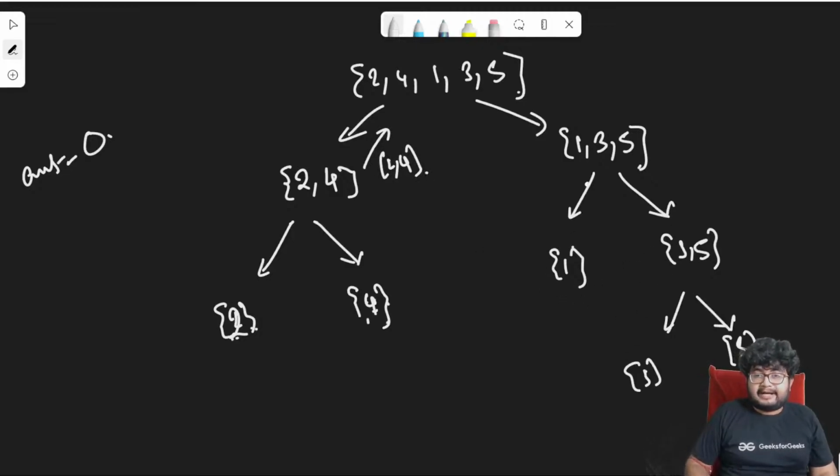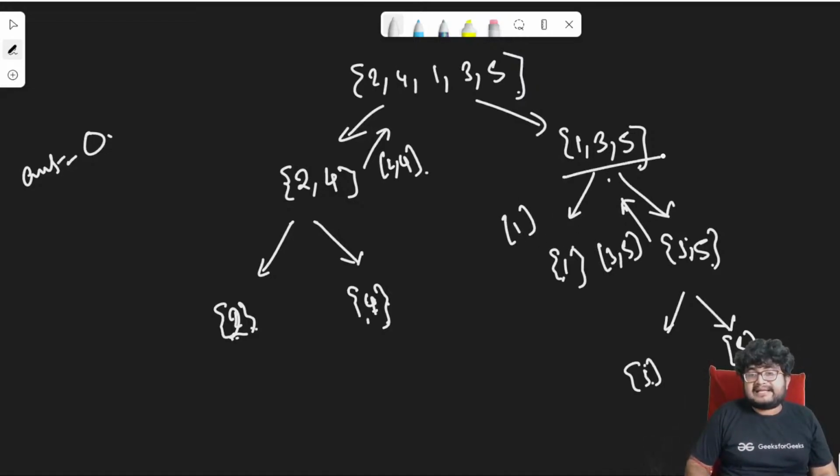We come to the right part. This becomes 1. This becomes 3 5. 3 5 is broken down into 3 and 5. So for 3 5, there is no inversion here. So this will be combined as 3 5 and it will return 3 5. And there is no inversion and this will return 1.